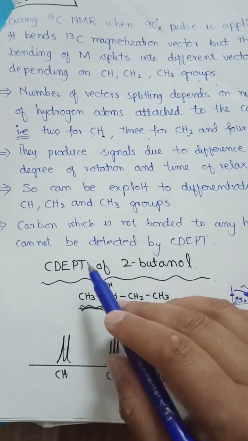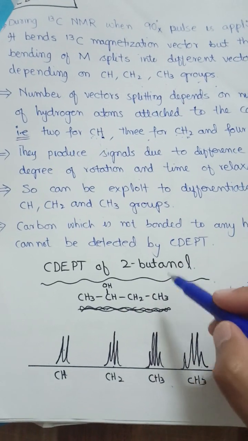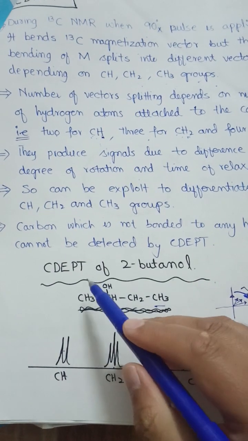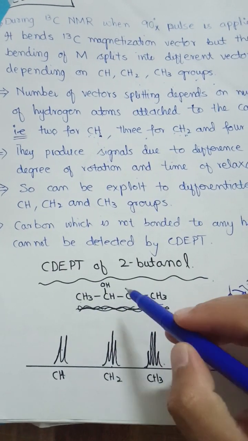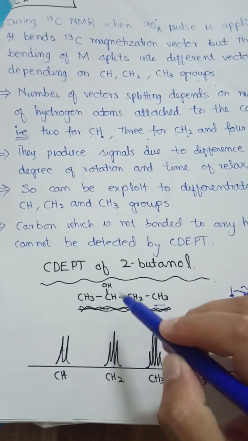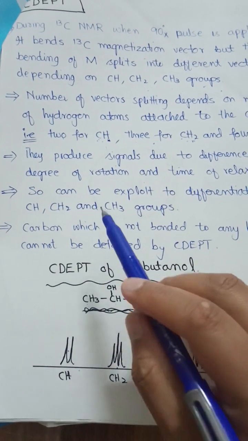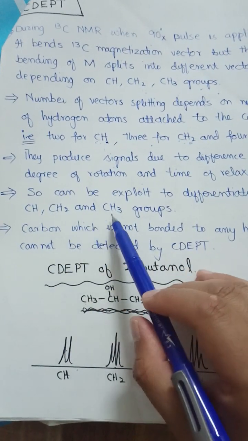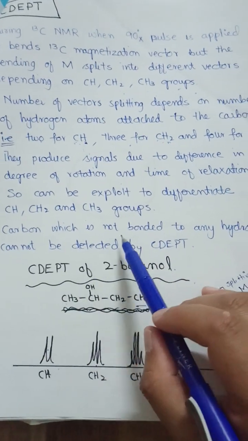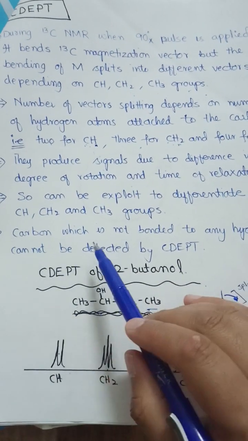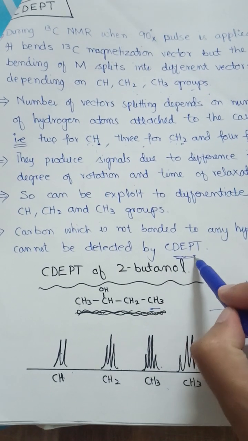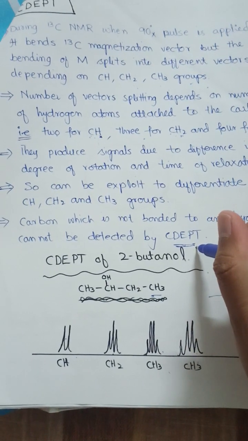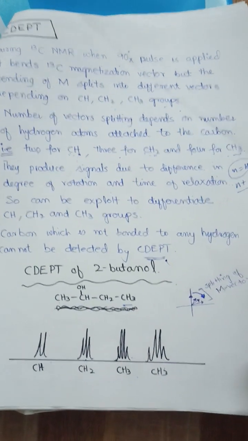So here we have represented the C-DEPT of 2-butanol, in which we will get this CH3 signal here as a quartet, and here this CH3 signal as a quartet, and CH2 will give a triplet, and this CH will give a doublet. So this technique can be exploited to differentiate CH, CH2 and CH3 groups. Carbon which is not bonded to any hydrogen or proton cannot be detected by the C-DEPT technique. So this is another carbon technique which is used to differentiate between CH, CH2 and CH3 groups.